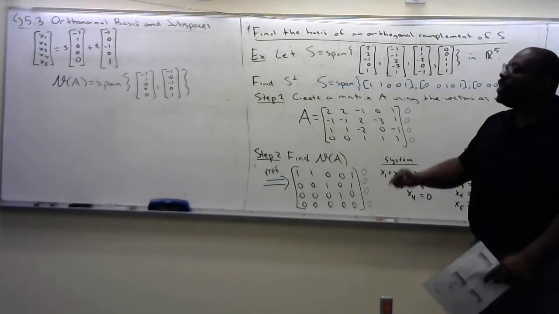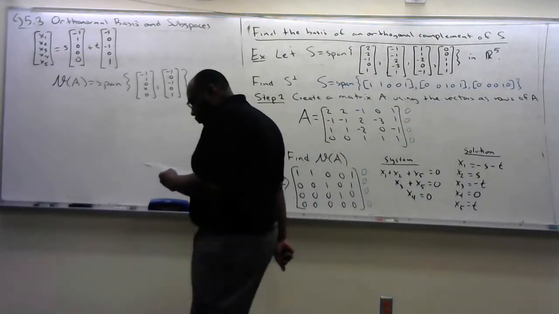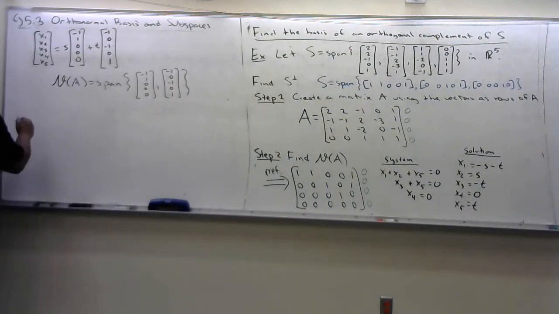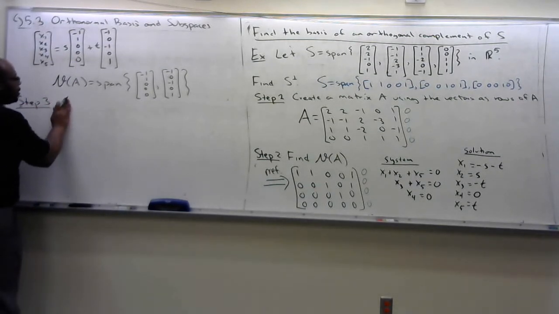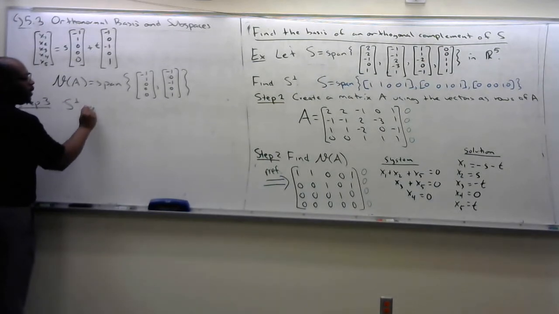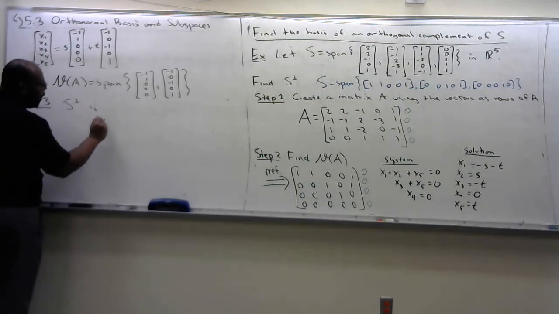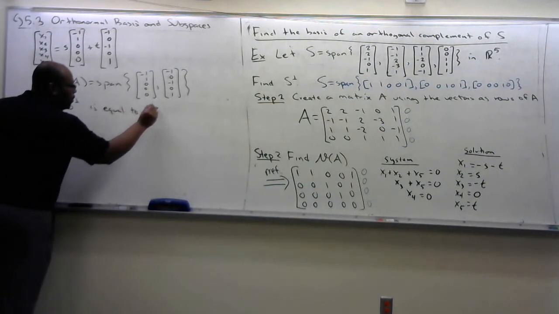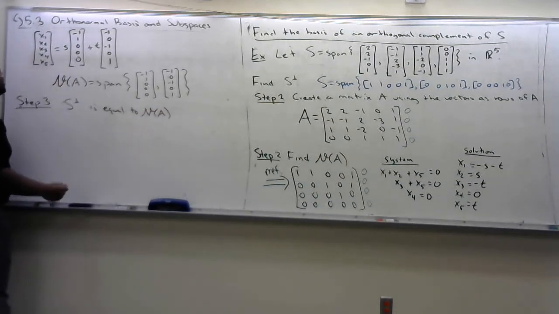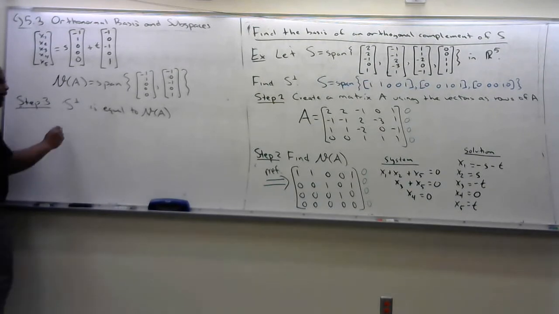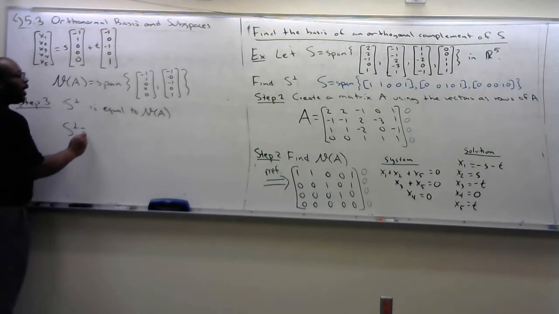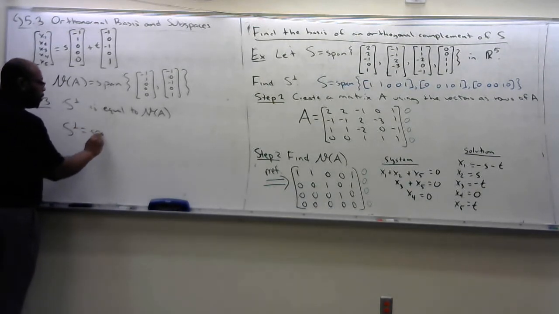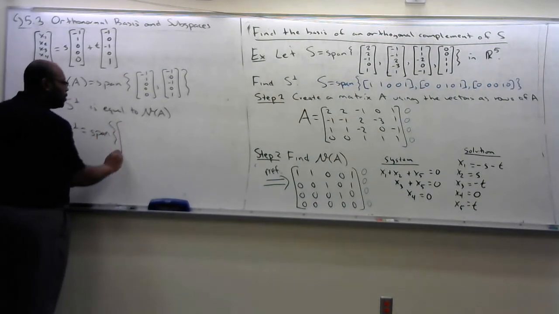So guess what? Step 3. Step 3 is that S perp is equal to the null space of A. So you really don't have to do anything in step 3. Step 3 is really nothing at all. S perp is equal to, in this case, the span of these two vectors.